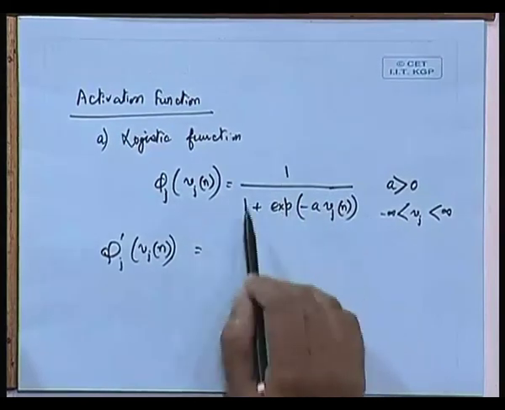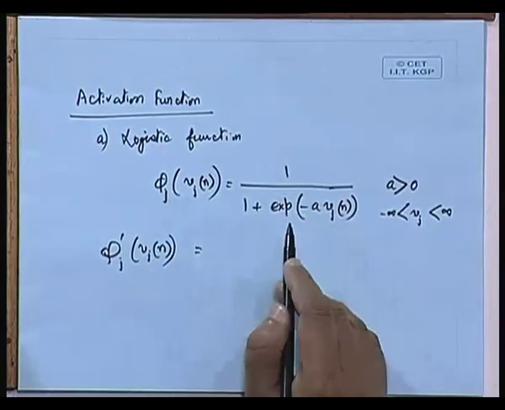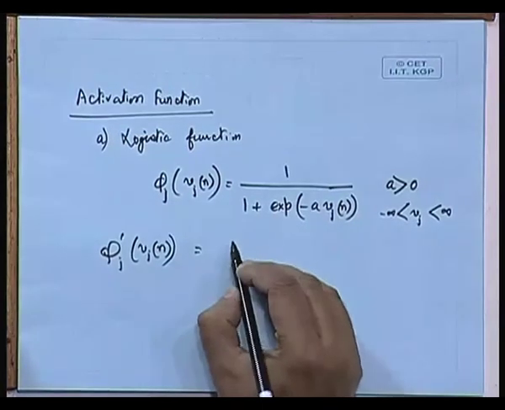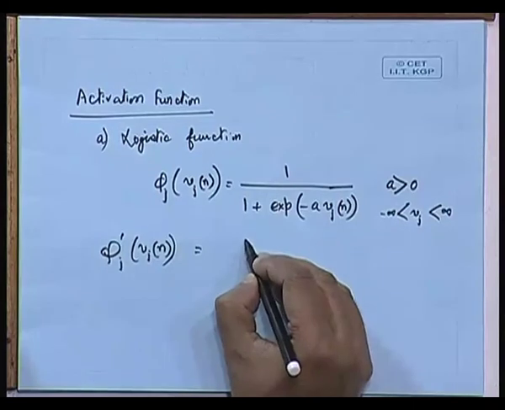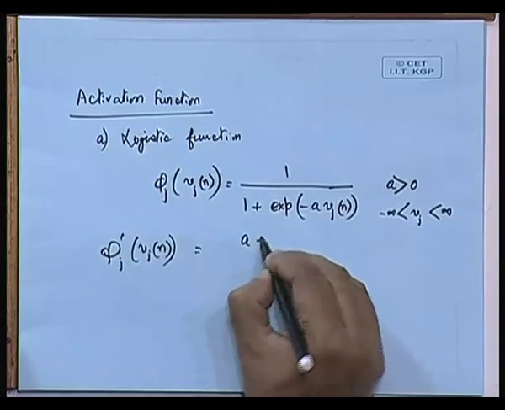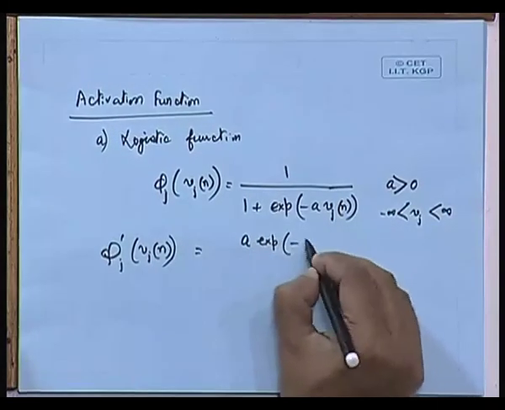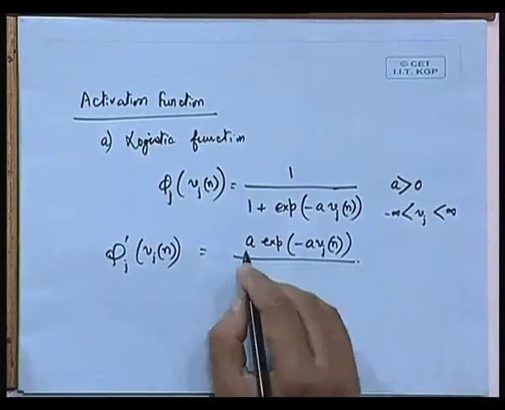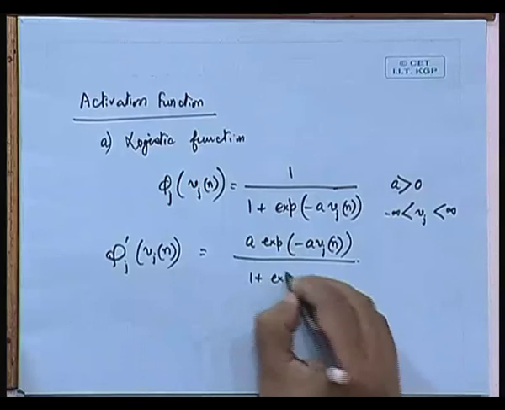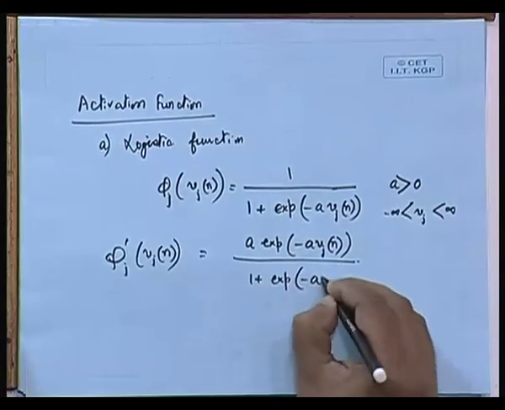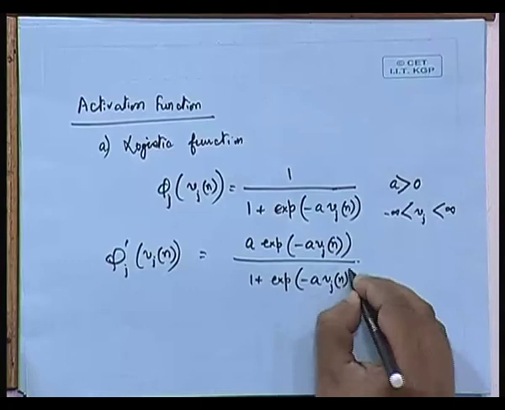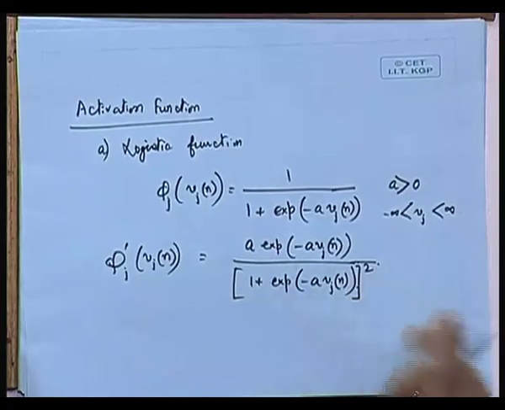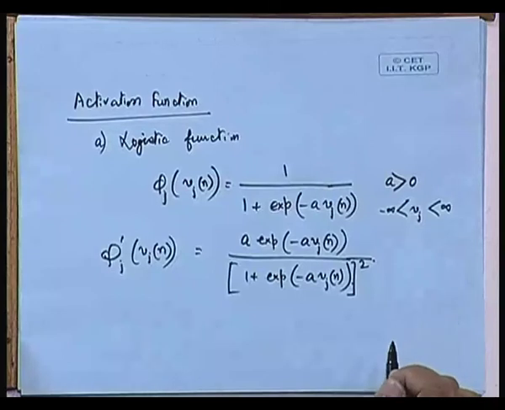So, that means that the differential of this term only will be there, which means we are going to get the derivative as a times exponential to the power minus a Vj n, divided by 1 plus exponential to the power minus a Vj n, this term squared. So, this is going to be the derivative.